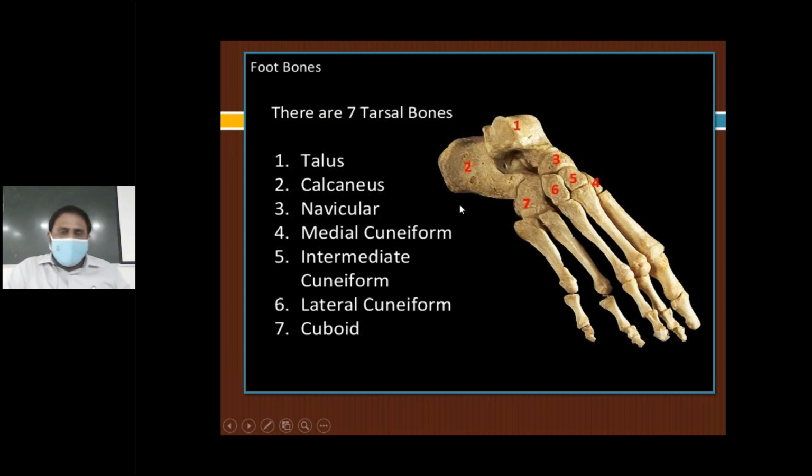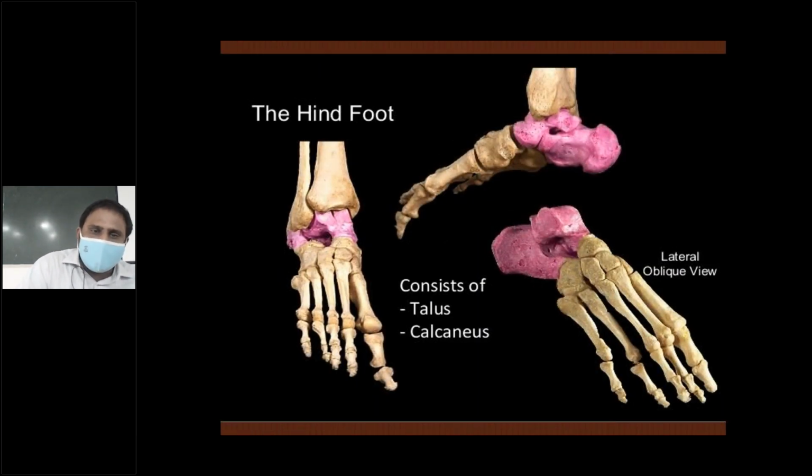The foot can be divided into 3 regions. First one is the hindfoot, which consists of the talus and calcaneus. This is a lateral oblique view. The upper one is the talus and the inferior one is the calcaneus.